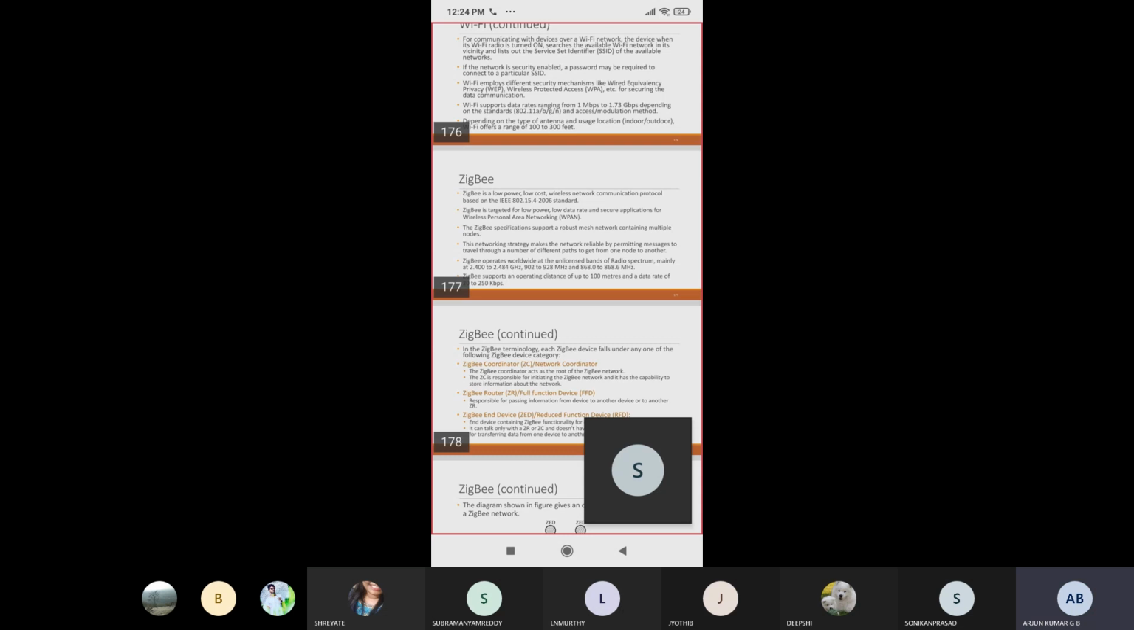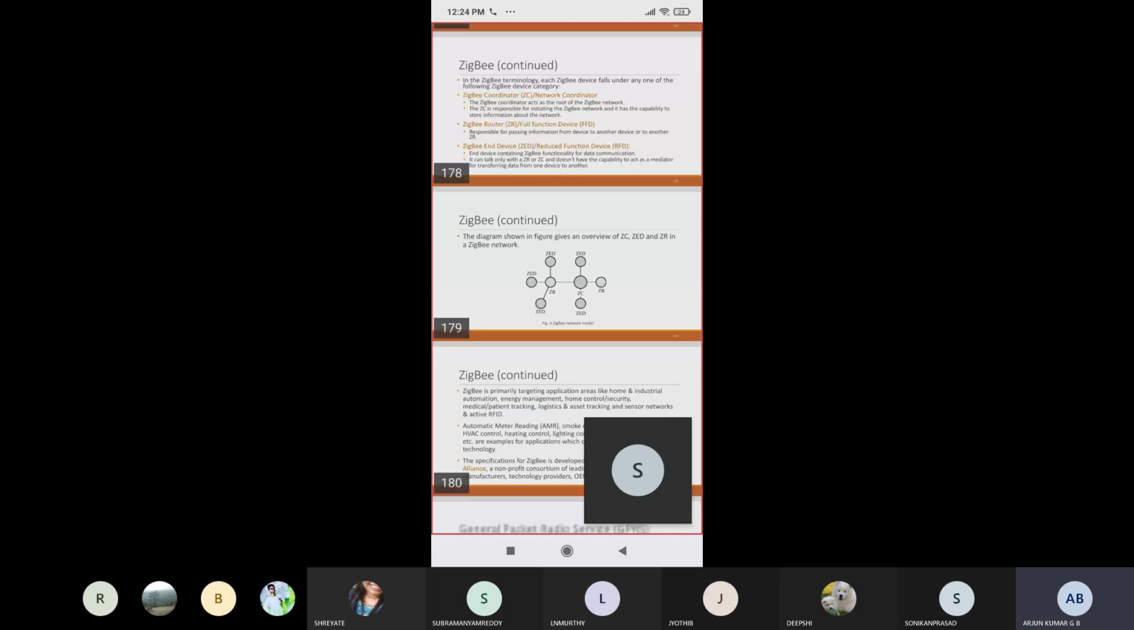In the Zigbee terminology, each Zigbee device falls under one of the following Zigbee device categories. Okay, there's a Zigbee coordinator, a Zigbee router, and Zigbee end devices. The Zigbee coordinator is nothing but the network coordinator. The Zigbee router is nothing but a full function device. Zigbee end devices means reduced function devices. Okay, each Zigbee device will fall under these three categories.